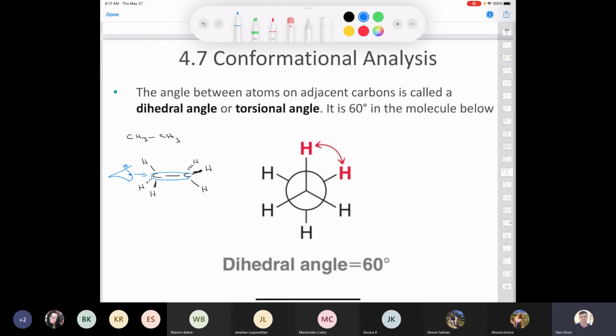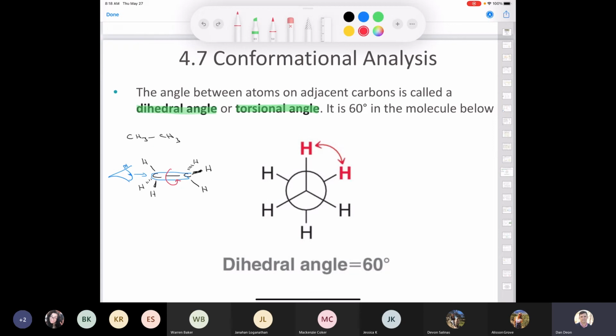You see that the angle between the atoms on the 2 adjacent carbons, we call that the dihedral angle sometimes, and we call it the torsional angle sometimes. It's 60 degrees in the way that this molecule is drawn. And if you're wondering, isn't there free rotation around this carbon-carbon bond? Yes, absolutely there is. So we can change that angle, and we're going to talk about that. But the way the molecule is right now, I've distanced the hydrogens the maximum amount that they can be from each other. So the biggest dihedral or torsional angle that we can have is 60 degrees. Think about it, 360 divided by 6, and you end up with 60 degrees.